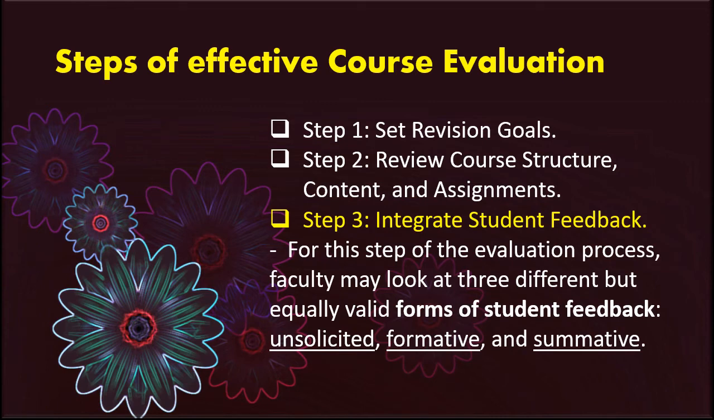For this step of the evaluation process, step 3, integrating student feedback, faculty may look at 3 different but equally valid forms of student feedback. These are the unsolicited feedback, formative student feedback, and summative student feedback.